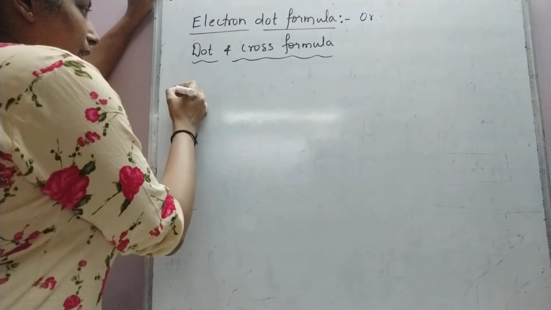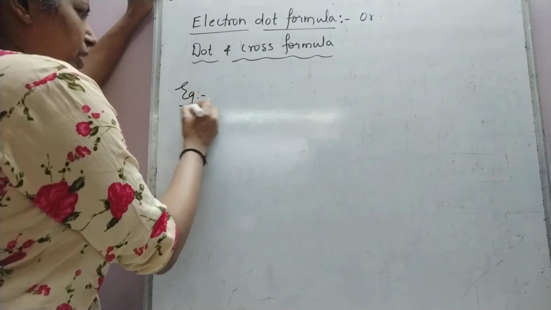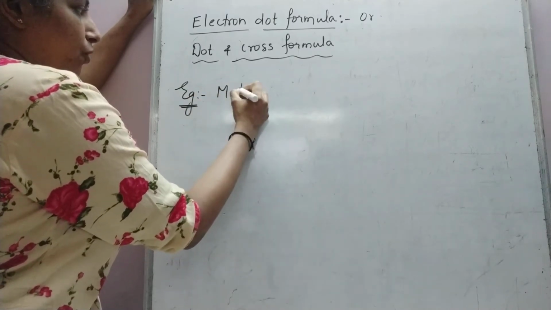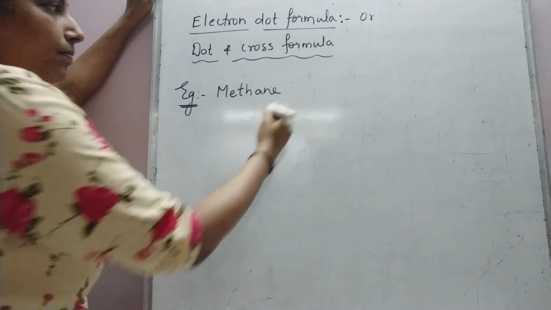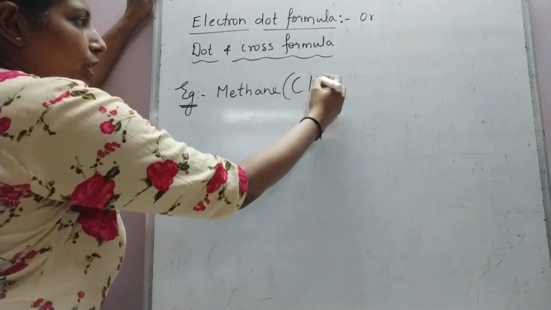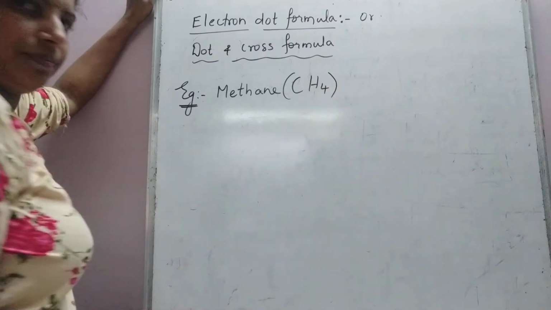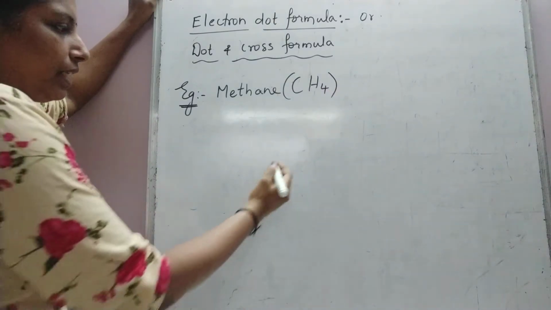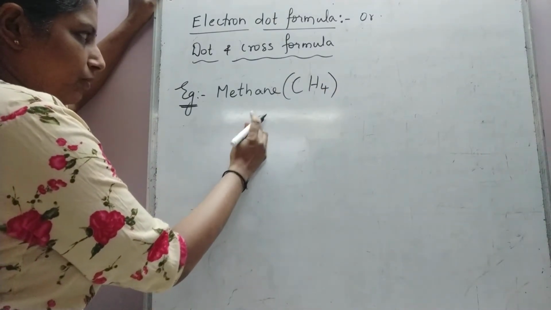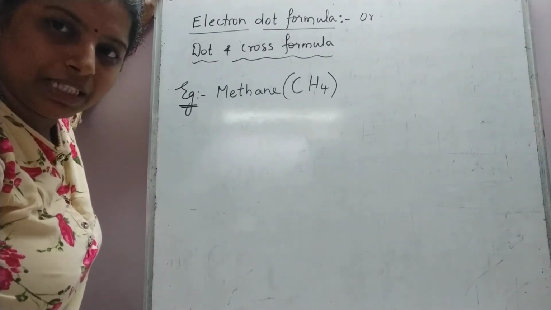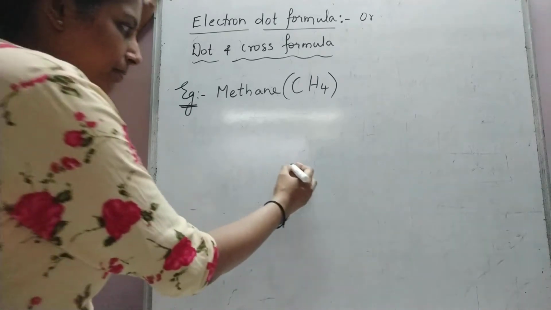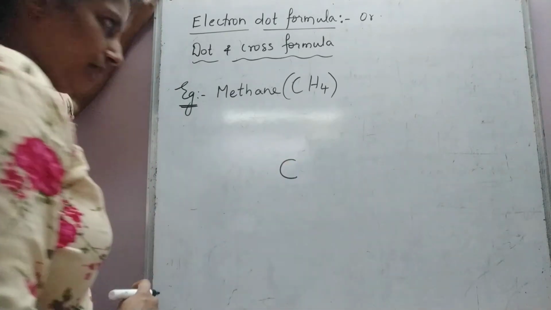Let me begin this with a very simple example of methane. Methane has molecular formula CH4, in which it contains one carbon atom which is bonded to 4 hydrogen atoms. So carbon atom is the central atom. Carbon atom is at the center.